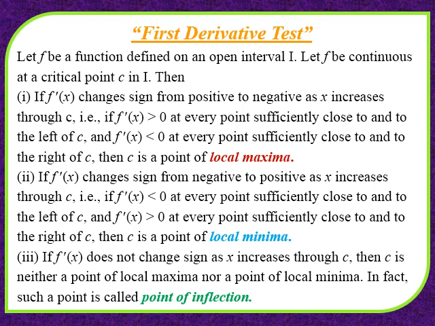And if f dash x, that is the first derivative, is negative on the left hand side and positive on the right hand side, then we say that this point is the point of local minimum. And suppose the first derivative is either positive on both sides, the left hand side and right hand side, or negative on both sides of the given point C, then we say that this point is the point of inflection. Clear? So pause and note down these points.